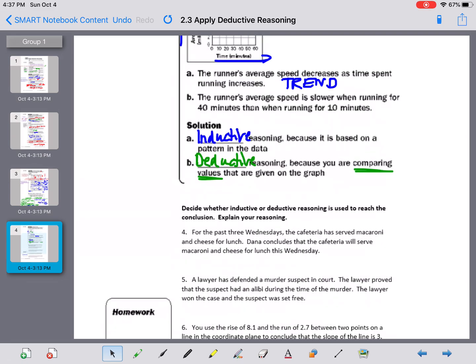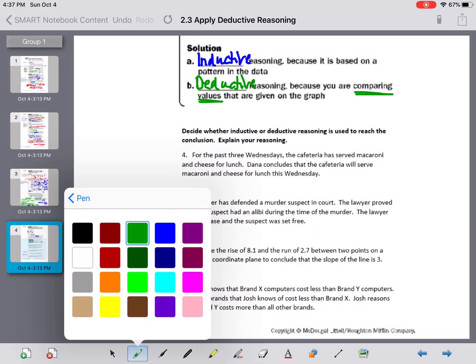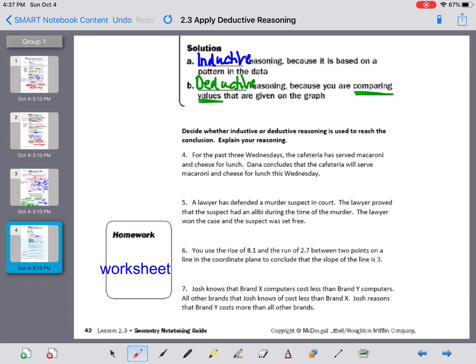All right, I've got a few more down here. 4, 5, 6, and 7 down here. We're going to just do the same thing. Are they inductive or deductive? So I'm hoping after going through a few of these, it'll be easier for you on your homework to know the difference. So number 4 says, for the past 3 Wednesdays, the cafeteria has served macaroni and cheese for lunch. Dana concludes that the cafeteria will serve macaroni and cheese for lunch this Wednesday. Is this based on facts, or is this based on patterns? Well, I think this is just a pattern from the last 3 Wednesdays, so we're going to call this inductive, okay? And that's based on a pattern.